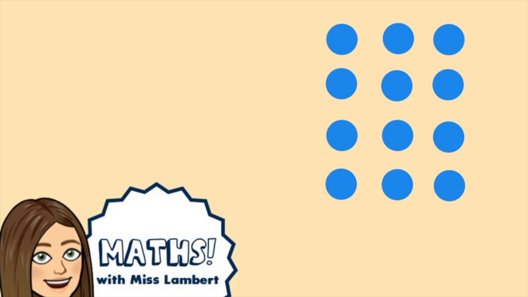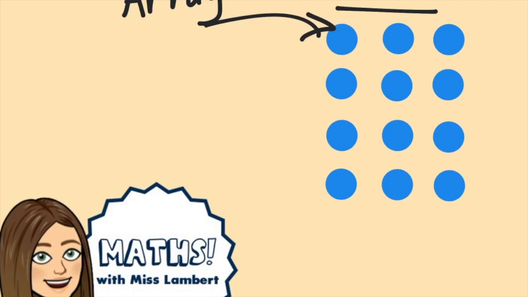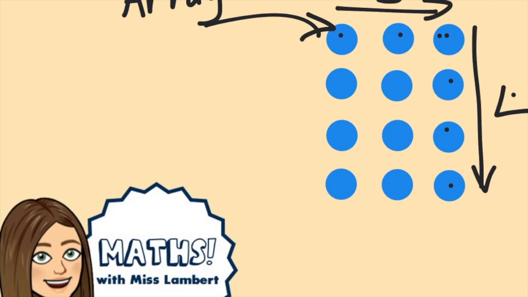This is an array. An array is a group of objects that's laid out in the shape of a square or a rectangle. It shows us a multiplication question. I can figure out which multiplication question it's showing me by counting the amount of numbers across. I've got 1, 2, 3. And the amount of objects down, I've got 1, 2, 3, 4. So this array shows me 3 times 4.